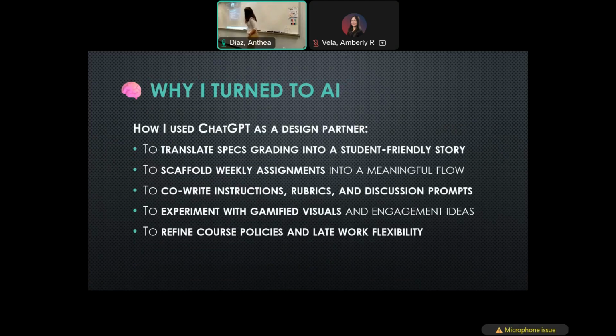So I went to ChatGPT as a design partner. It helped to translate the specs grading into a student-friendly story, scaffold weekly assignments into a meaningful flow, and co-write instructions, rubrics, and discussion prompts. So if you're building an entire course, it could take several months, right? Especially if you've got something new you want to try. How do I even get started? Okay.